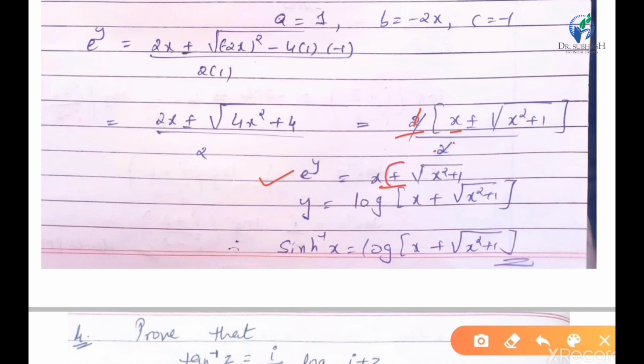We have considered here only the plus sign because in the proof we only need the positive sign. There is no need of the negative sign, so we can ignore it. Now to remove this e, we have to take logarithm. So this will become y equal to log of x plus under root of x square plus 1. Now here we have assumed in the starting that y equal to sinh inverse x. So we substitute here, and we get sinh inverse x equal to log of x plus under root of x square plus 1. Hence we have proved it.